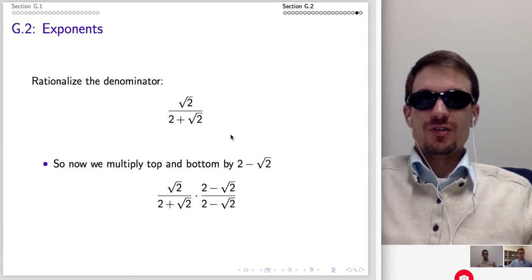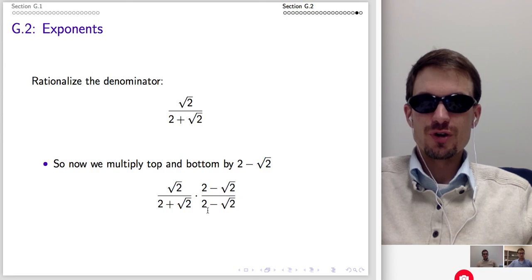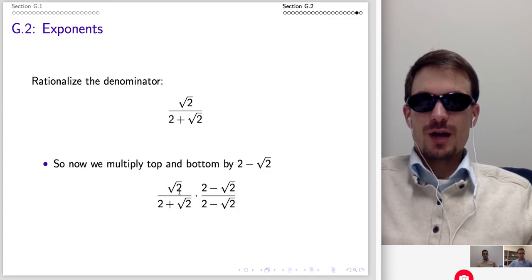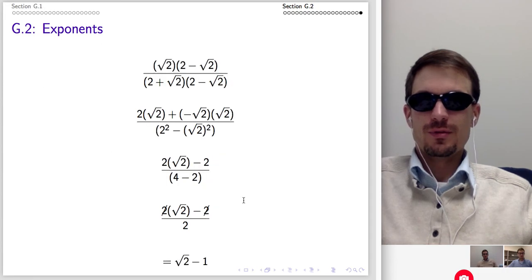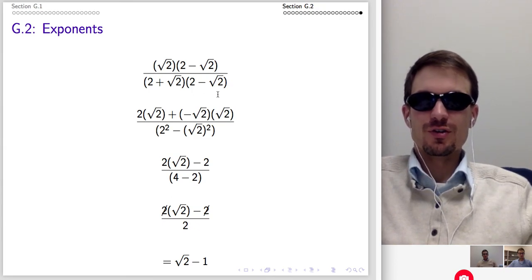rationalize this denominator. Let's multiply top and bottom by 2 minus root 2. So this 2 minus root 2 term over 2 minus root 2, that's just 1. This doesn't change the value of the proportion. And now I'm going to have to distribute this to each of the terms on the top, and I'm going to have to FOIL the bottom. When I do this, this works beautifully. So here's the top. I just use some parentheses. I don't know if that makes it easier to see what's going on or not.